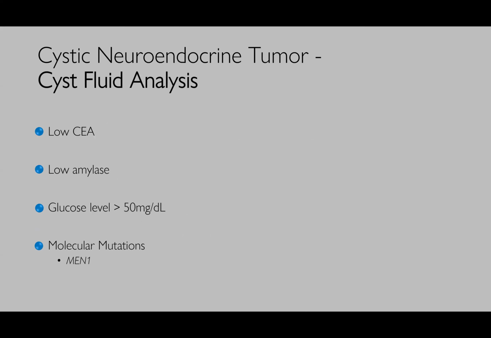When we go for cyst fluid analysis, often they tend to have low CEA because they are not mucinous lesions. They tend to have low amylase. Again, they are not mucinous lesions. You tend to see that the glucose level is typically higher than 50. And when it comes to molecular mutations, the one that we strongly rely on to make a diagnosis is the presence of the MEN1 mutation.